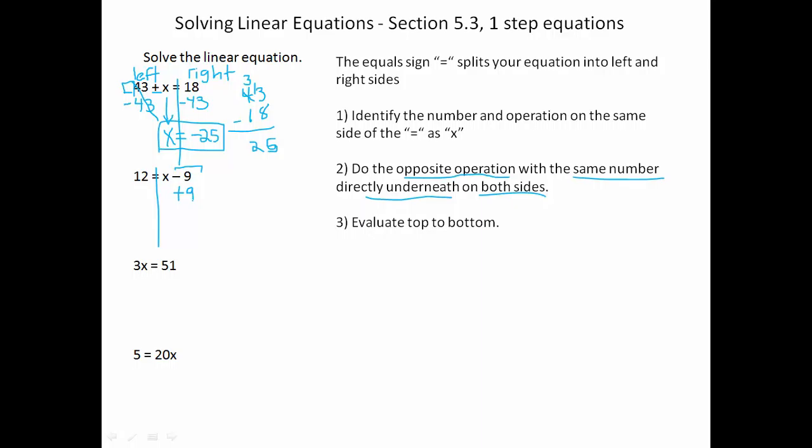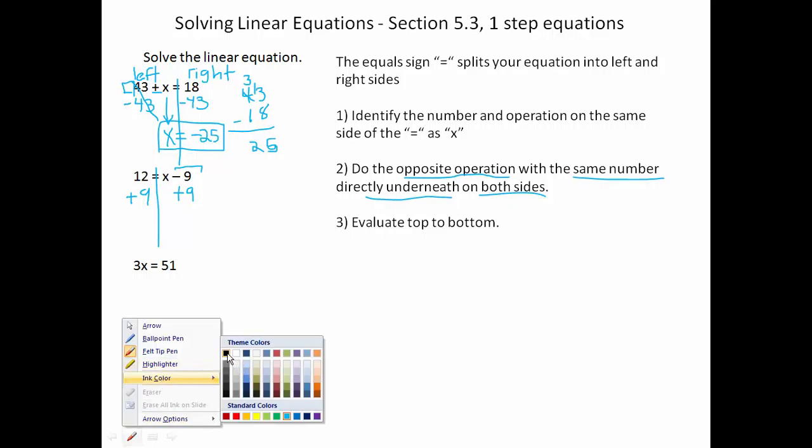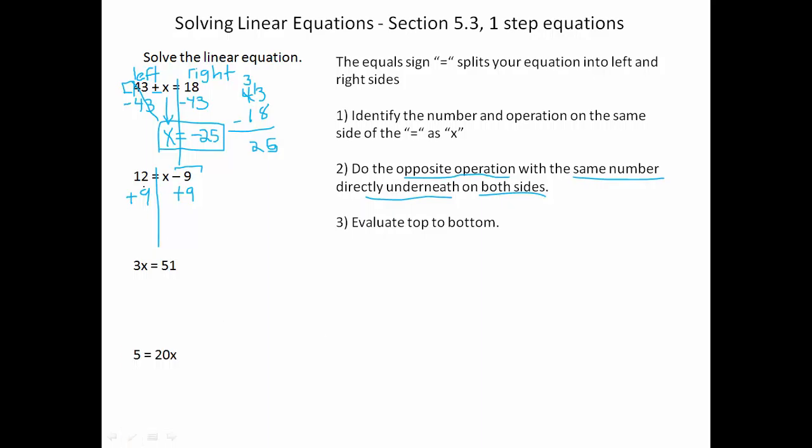Now, don't forget to do it on both sides. I did it on the right, so I'm going to have to go back over to the left and do it there. Plus 9. All right, and now I can evaluate going top to bottom. I like to color code things here. 12 plus 9, well, that's going to give me 21. I'm going to bring down my equal sign. Now this x is still here. This x is going to come straight down.